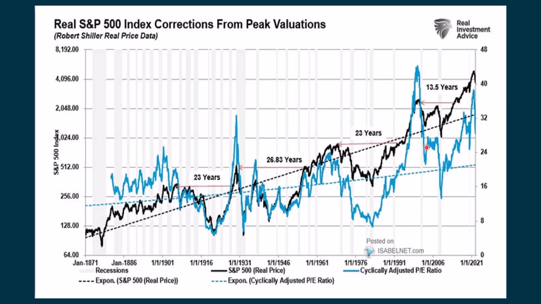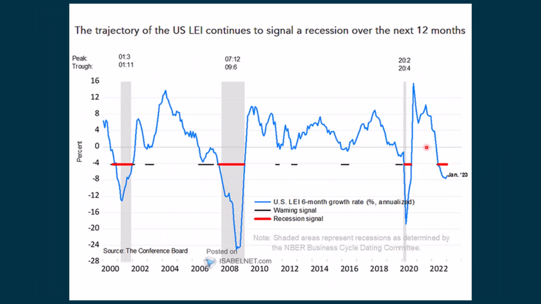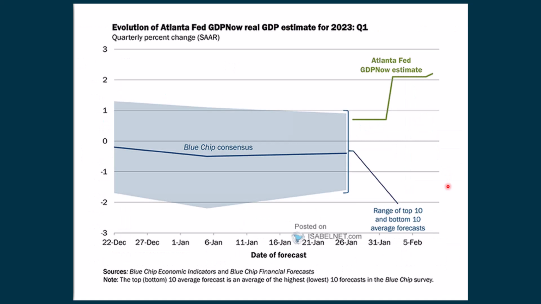You can just pause the video to look at this chart if you desire. Then we also had the leading economic index come out, and it continues to signal a recession over the next 12 months. Looking over here on the right-hand side, when it's below this dashed line, that's a warning signal and also a recession signal.